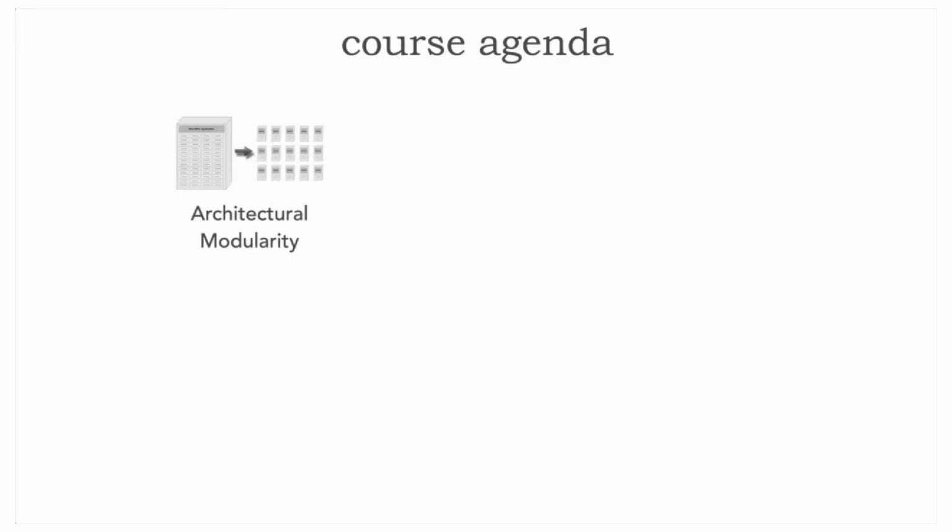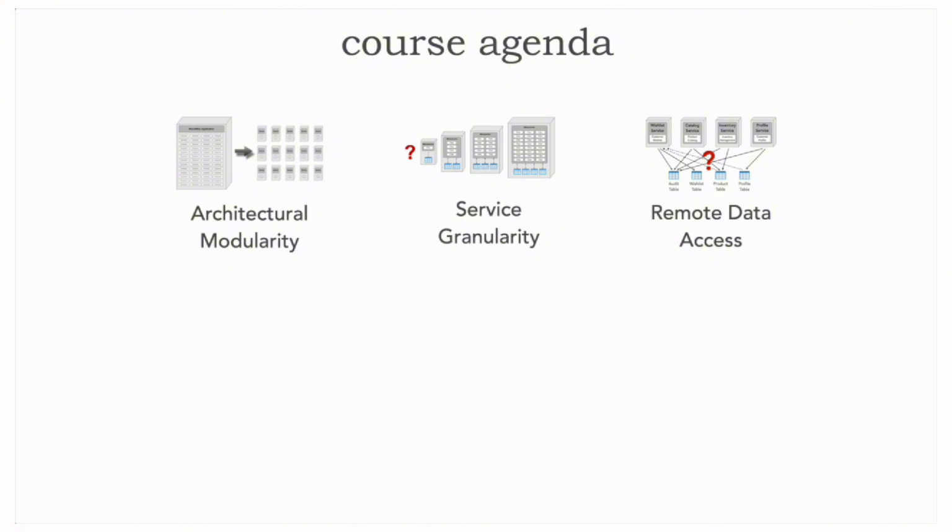We begin this class by talking about some of the business and technical drivers for architectural modularity. In other words, breaking apart our systems into multiple parts. Then I talk about service granularity, what the size of those parts should be, and how to get service granularity right. Now, once we break apart systems, necessarily, we still need to communicate and access that data.